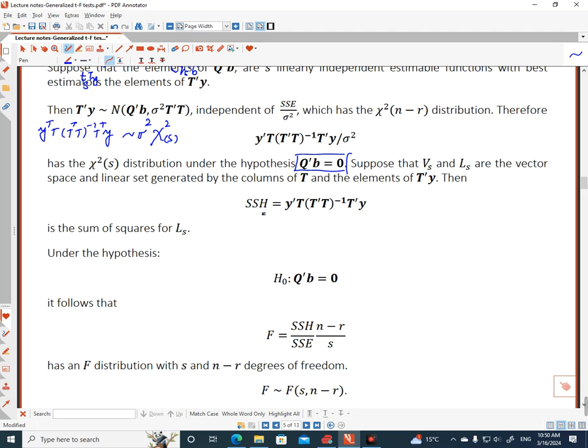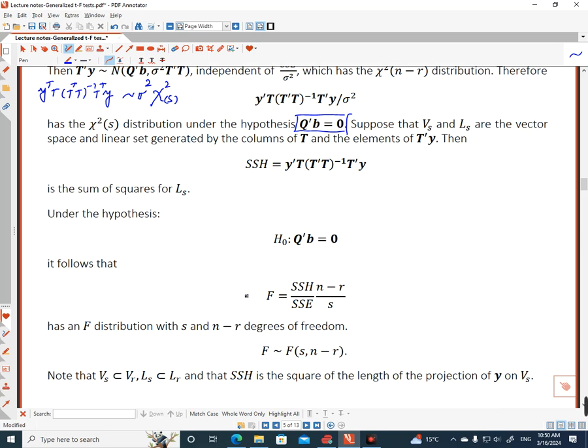Once again, why sum of squares of hypothesis? Because it's under the null hypothesis, so we assume that Q prime B is equal to 0. So under the null hypothesis, I can construct the test statistic in this way, as SSH divided by s and SSE divided by the degrees of freedom n minus r.